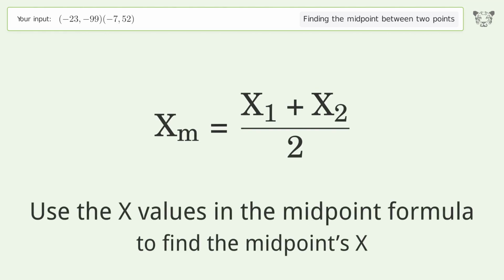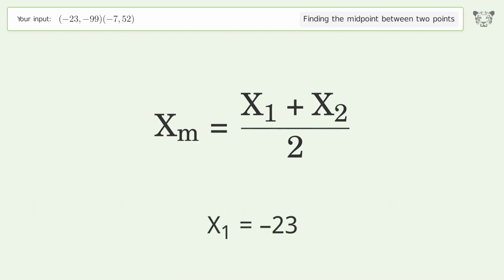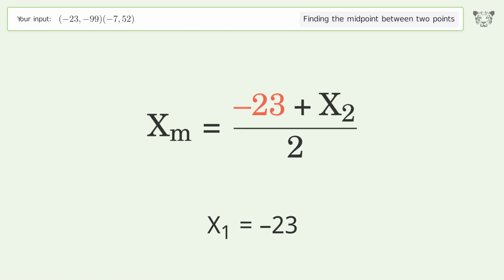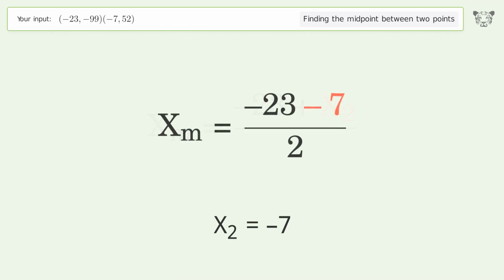Use the x values in the midpoint formula to find the midpoints x. x1 equals -23. x2 equals -7. Simplify the arithmetic.